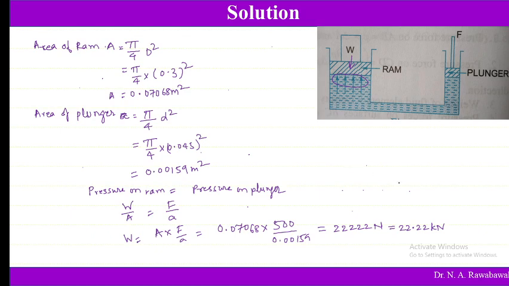So this is how we get the weight on the ram, equal to 22.22 kilonewton. So this is how we have seen, according to Pascal's law, the pressure intensity in all directions is equal, that is pressure in x, y, z, or any other direction is going to be the same. So here the pressure on the ram side is nothing but the pressure on the plunger side. So this pressure is going to be distributed uniformly in this mechanism.